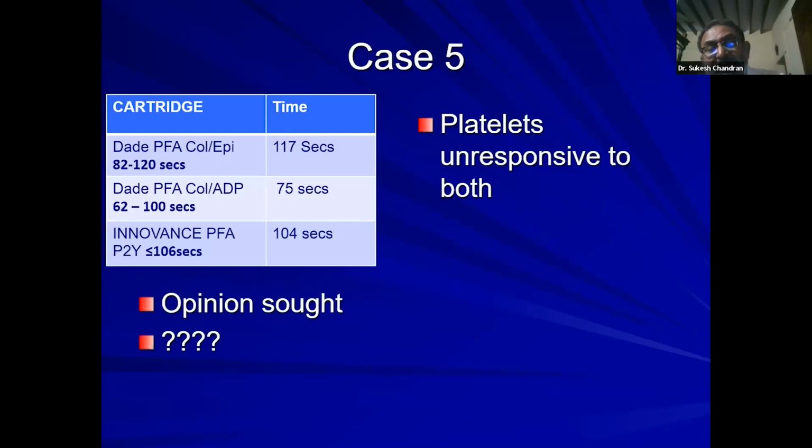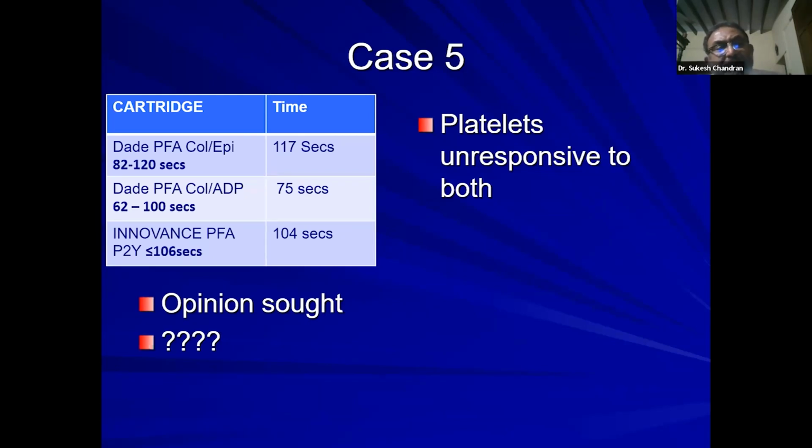We have a PFA analyzer. So after all these tests, we tell that platelets are unresponsive to both. So he calls me and says, what do we do next? I said, sir, I am not a cardiologist. I am a clinician, but I work in the lab. Now, if you tell me what to do, because you have been participating in all the antiplatelet drug therapy and trials, you should be making the decision.